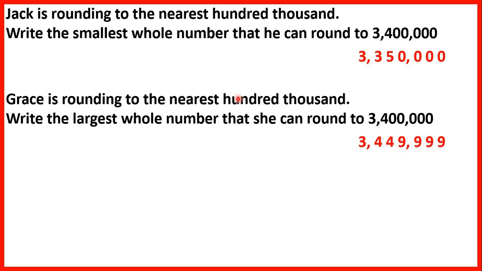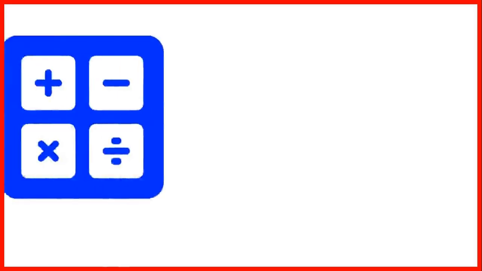3,449,999. If we're rounding to the nearest 100,000, we find our 100,000s digit and look to the right. If it's 4 or less, we round down. So the largest digit that we can have here, that means that we still round down, so this 4 stays a 4, is a 4, because if we have 4, we round down. And then we want 9s in our thousands, hundreds, tens and ones, because we want to make the largest whole number possible.